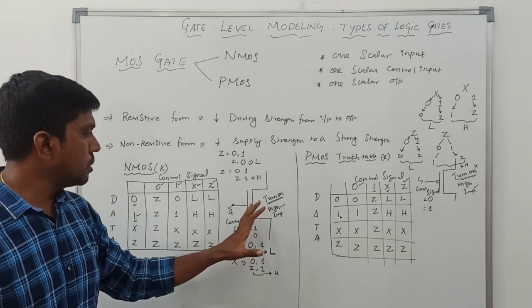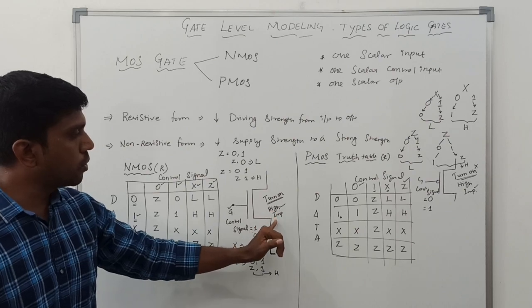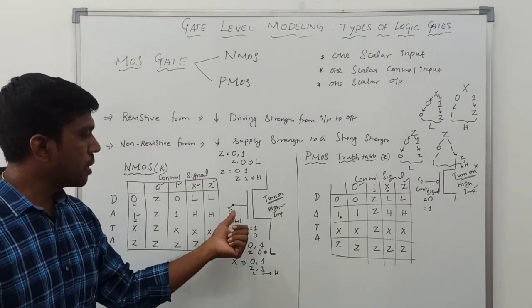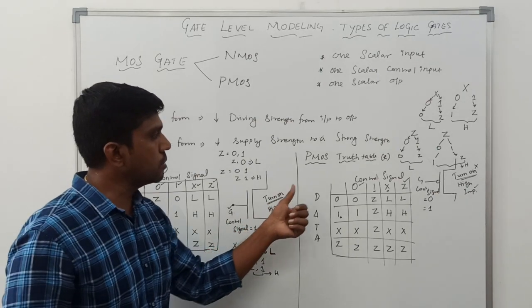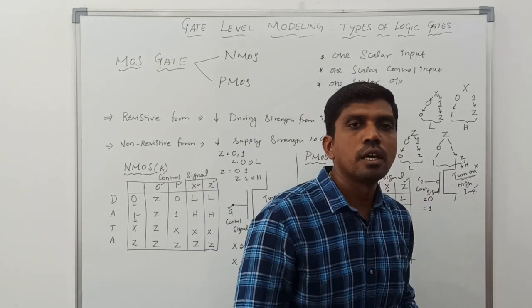I will draw the symbol. Based on the control signal, the transistor is turned on or it goes to high impedance. For NMOS, the activating signal is 1, so when the control signal is 1, the transistor is turned on. For PMOS, when the control signal is 0, the transistor is turned on.